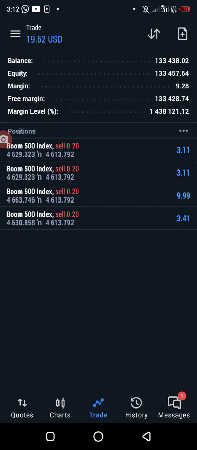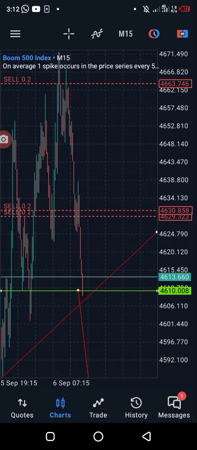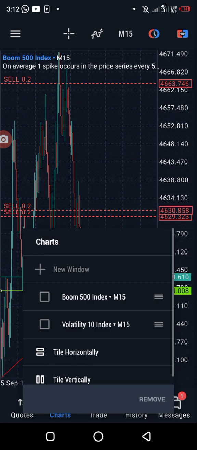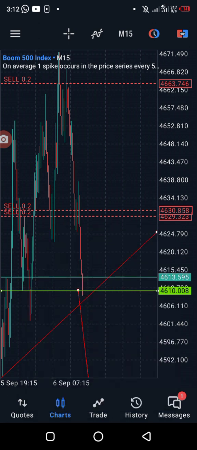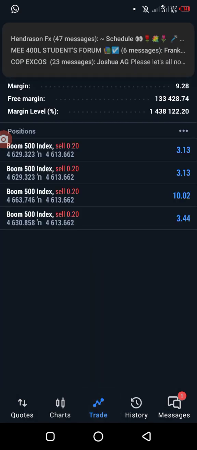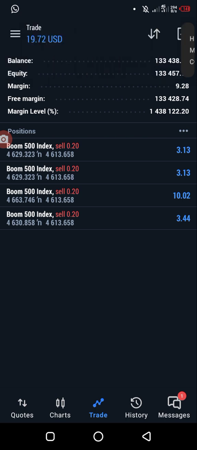As you can see, it was about 22 profit, but it's kind of trying to retrace, and I feel like it's gonna retrace back. So I'll be closing these two positions sure, but that's just it for today on BOOM500.